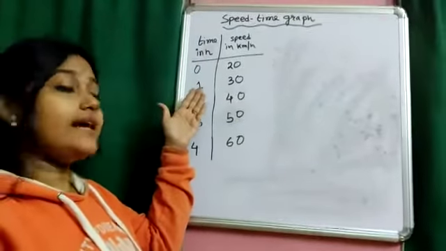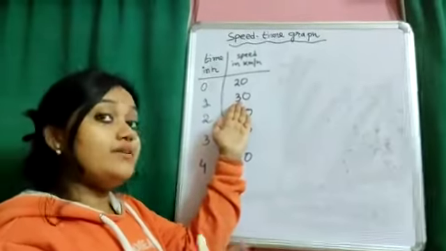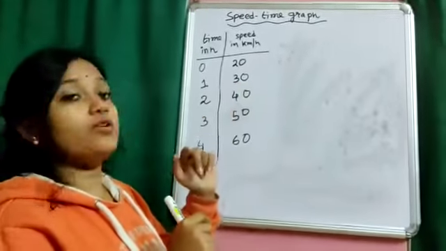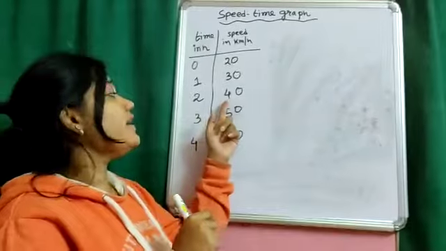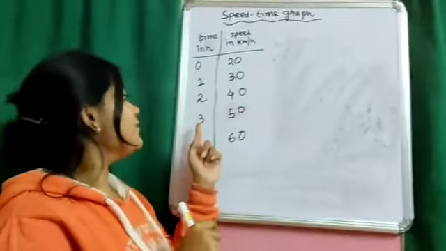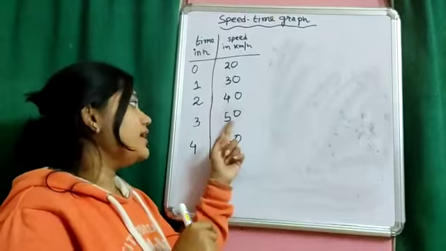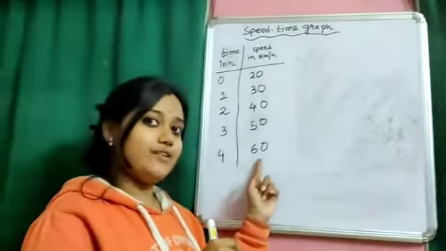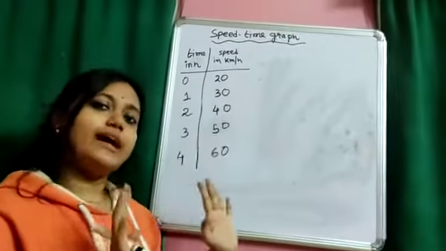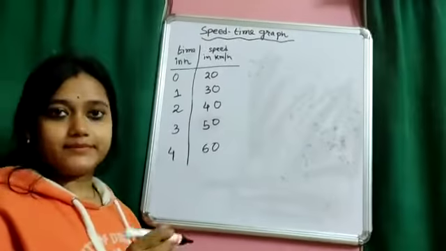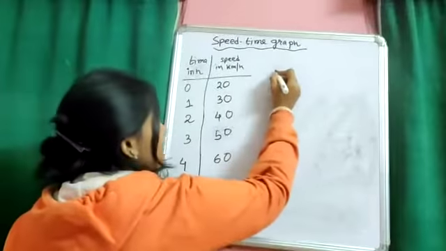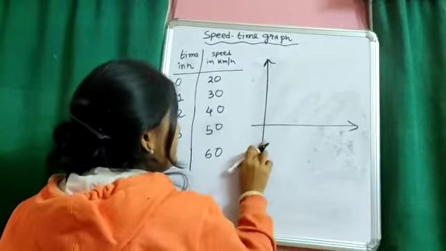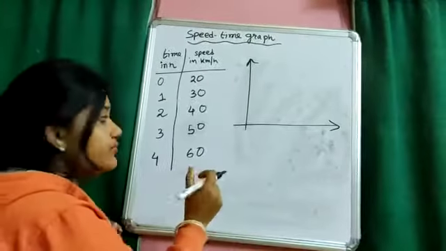And then after 1 hour is over, you look at the speedometer and you see the speed is 30 kilometer per hour. Then after 2 hours, speed is 40 kilometer per hour. After 3 hours it is 50 kilometer per hour. After 4 hours it is 60 kilometer per hour. So this much data I have. So let us plot it, and we will check what is the type of the data, or type of the graph.